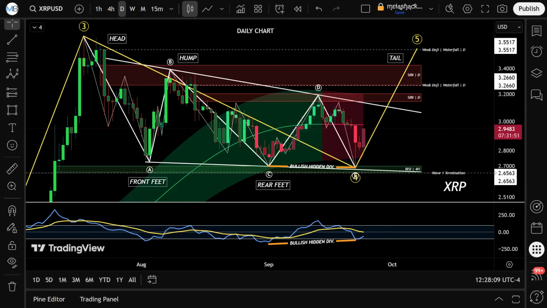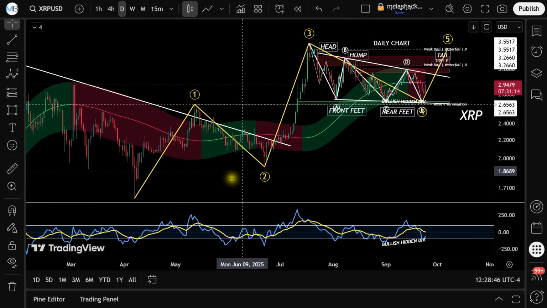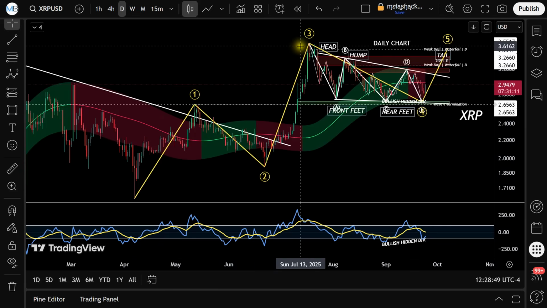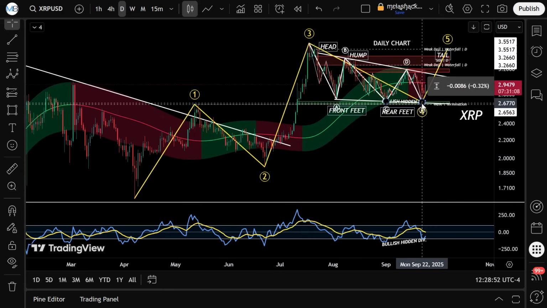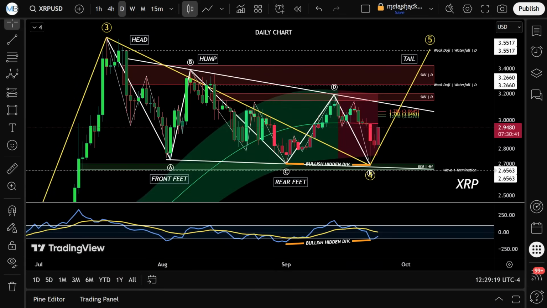So what we're looking at here is the XRP daily chart, and if you haven't seen my previous videos, what we have here is two patterns laying over top of each other. So we have a dragon pattern with the head here coming down to the front feet, to the hump, to the rear feet, moving up to the tail. Now laid over top of this dragon pattern, we also have a 5-wave Elliott wave move to the upside that you can see right here. With the wave 1, the wave 2, the wave 3, the wave 4 termination, which is now in, moving up to the wave 5.